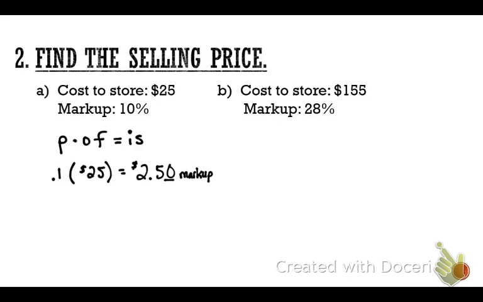So if I'm marking something up, what do you think I need to do to those numbers? Let's add them together. Originally, it was $25 when they bought it. They marked it up by $2.50. Then when you guys add this together, this is going to give you the selling price, or the amount that they are selling it for in the store so they can make a profit. What are they selling it for, class? $27.50.